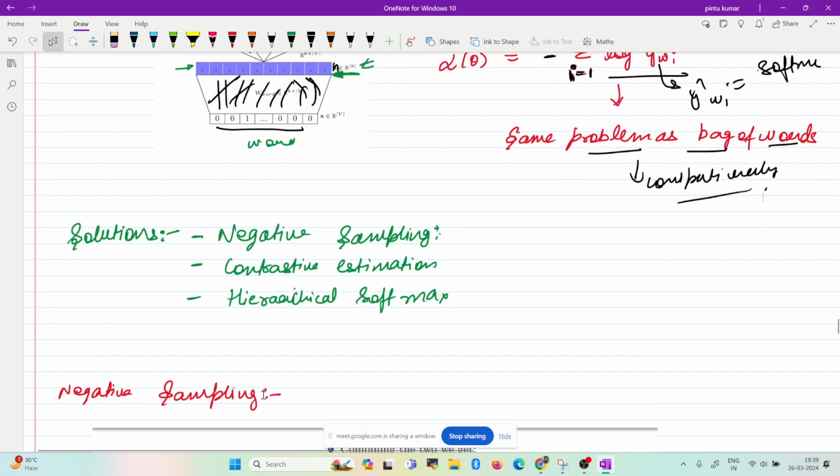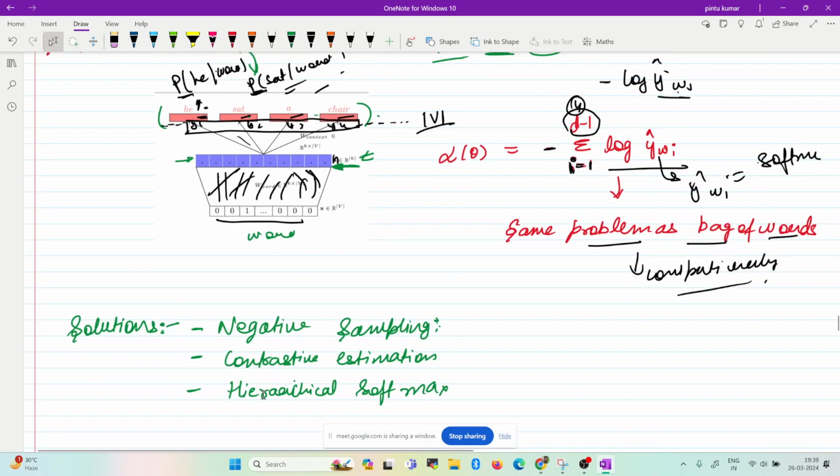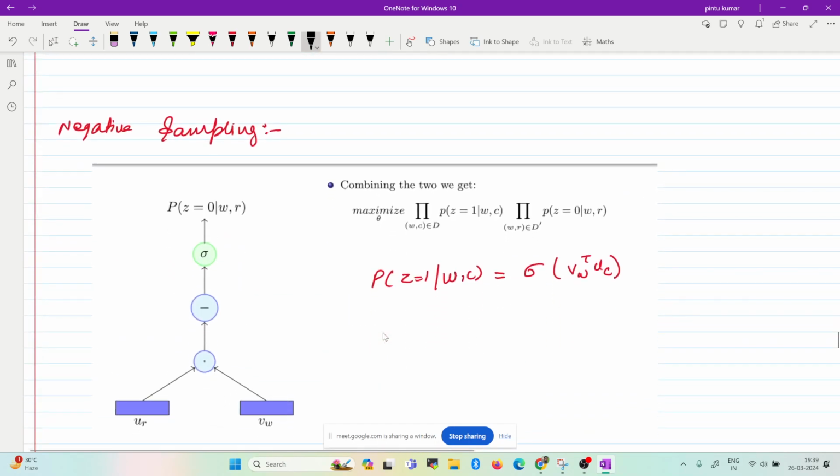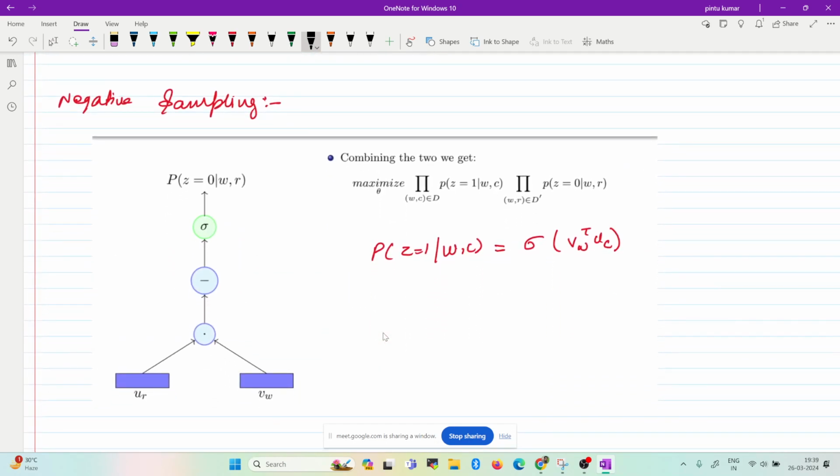I have 20 minutes left, so I'll try to explain these methods at least. There are three methods that people have proposed over time which overcome this problem of summation in the softmax algorithm. The first solution that people have proposed is known as negative sampling. What is the idea behind negative sampling?